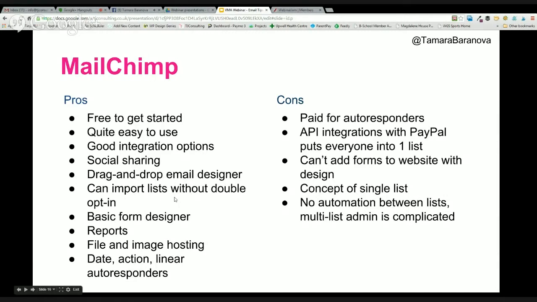With MailChimp as well, a good thing is you can import lists without having to go through the double opt-in process again. So if you currently use some other system, or if you just have a list of potential clients, prospects that you'd like to get started with your email marketing, then you can import those lists without those people having to receive an email saying, would you like to receive my newsletter? Click this link to confirm your email address. So you can just import and start sending to them.